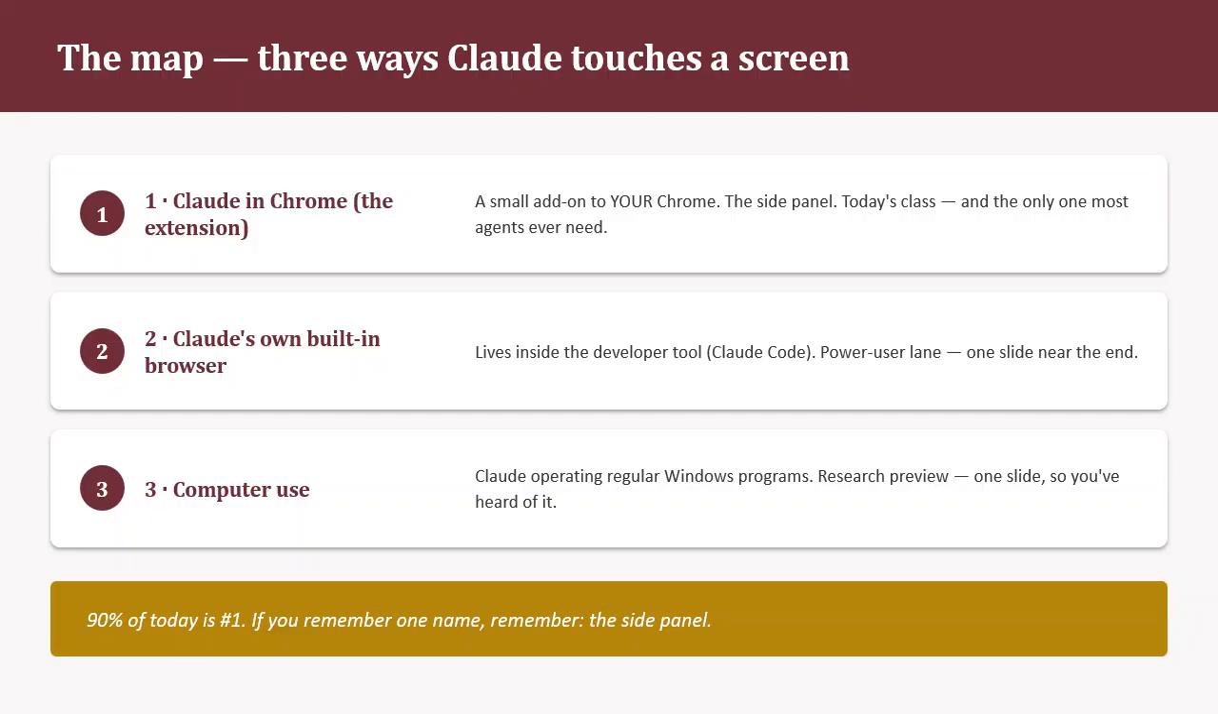Number 2, Claude's own built-in browser, which lives inside the developer tool called Claude Code. That's a power user tool. We've got a few people in this office headed that direction, and I'll spend one slide on it near the end. Number 3, something called computer use, where Claude can operate regular Windows programs. The whole computer, not just the web. One slide on that too, just so you've heard of it and nobody at a cocktail party knows something you don't. But 90% of today is number 1. If you remember one name from today, remember, the side panel.